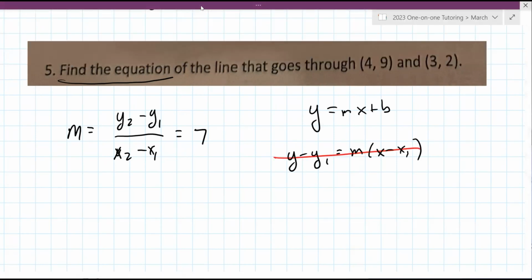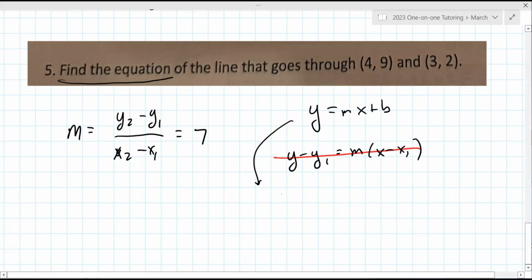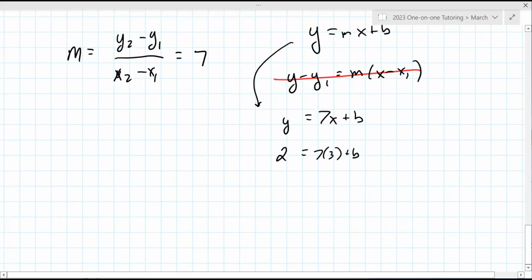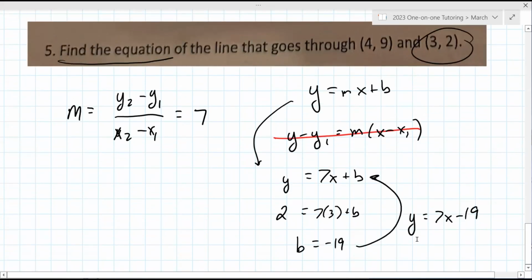All right, so you write the equation with the slope in it. Then you pick the ordered pair you like best. I like the second one better. So 2 equals 7 times 3 plus b. Solve for b. b equals -19. Then y equals 7x minus 19. And if you want to check to make sure that's perfect, you go back and try the other point. Does 9 equal 7 times 4 minus 19? And yes, it does.